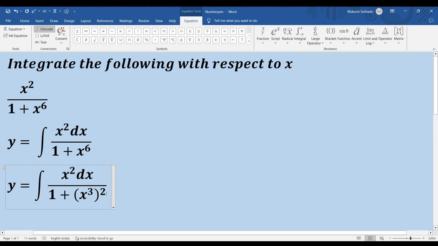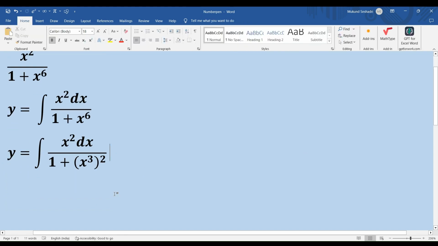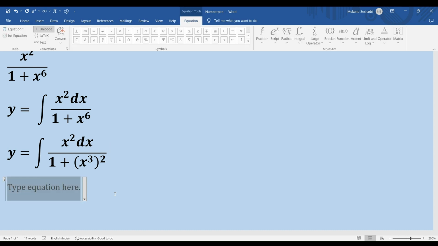Now I'm sure you will be able to connect the term in the denominator with the term in the numerator, right? Because I know that if my x cube equals t, then on differentiating either side, I get 3x square dx equals dt, right? And post that, I know that my y can be reduced to a much simpler format, right? So let's go ahead and do the required substitution.